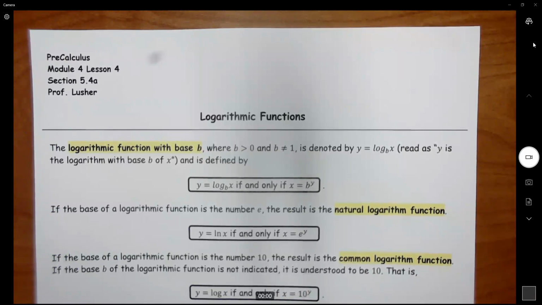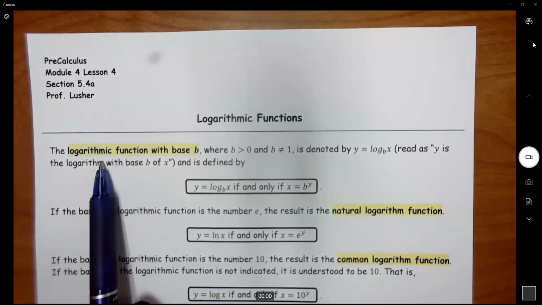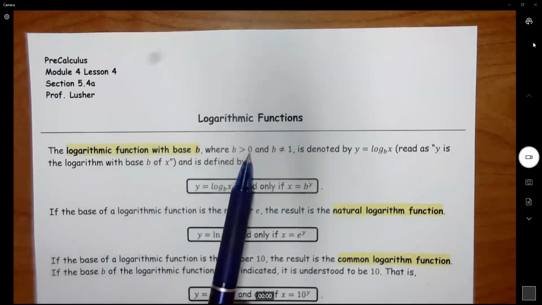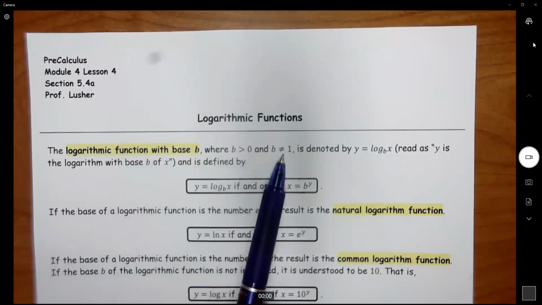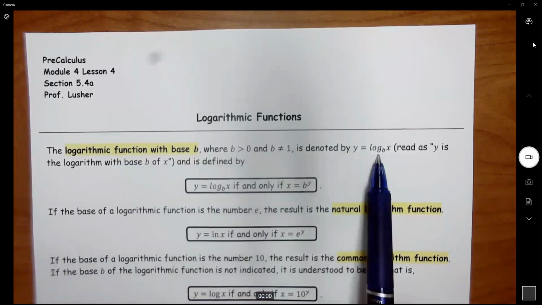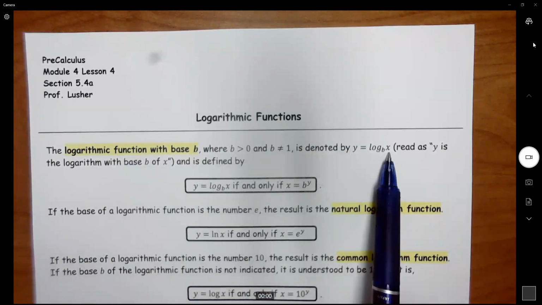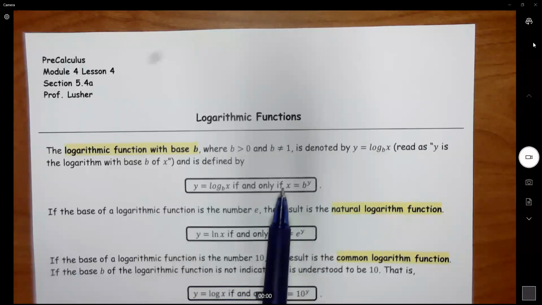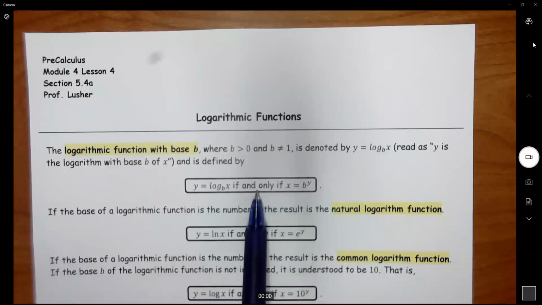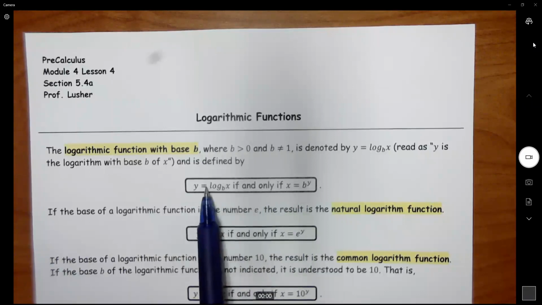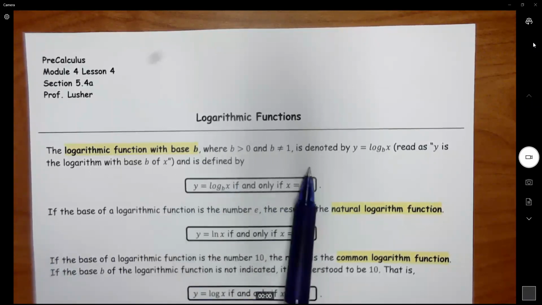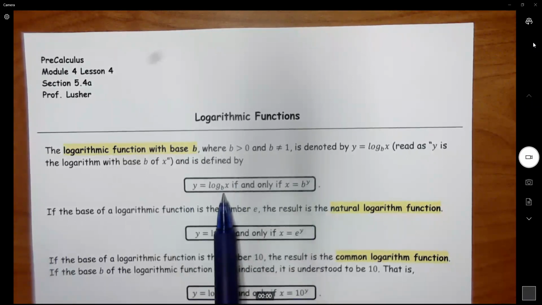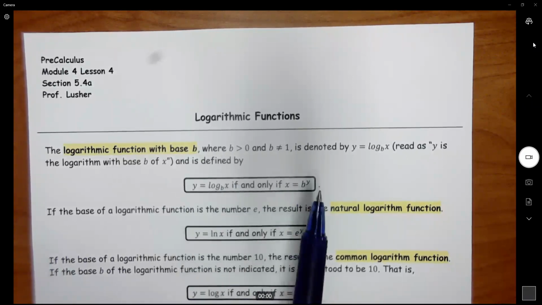So the first thing is a logarithmic function with a base b, where b has to be greater than 0 and it cannot equal 1, is denoted by y equals log base b of x, and it's defined by this right here. So the first half of the lesson is going back and forth between our log functions and our exponential functions, or vice versa, going from exponential to logs, writing these back and forth.